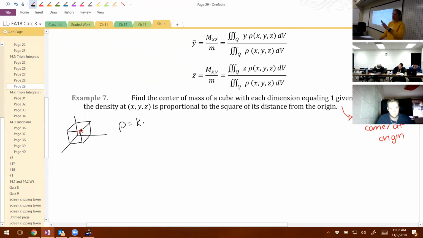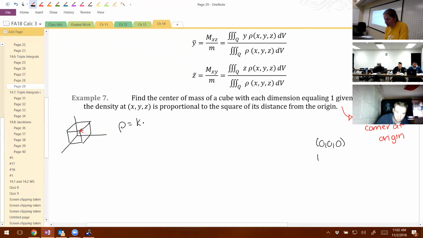Put the k in there because we're going to have that. Anytime we're talking about proportional and we aren't given a function, we have to have k. K times what? How are we going to represent the distance from the origin as an equation? 0, 0, 0. Yeah, so the origin is 0, 0, 0.